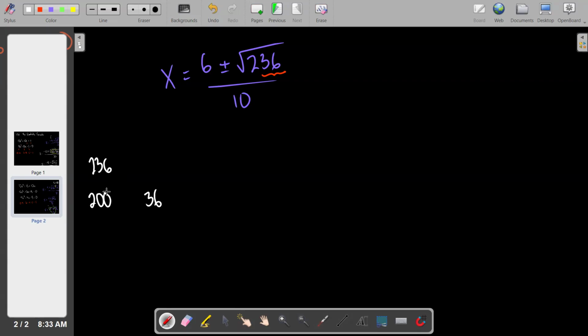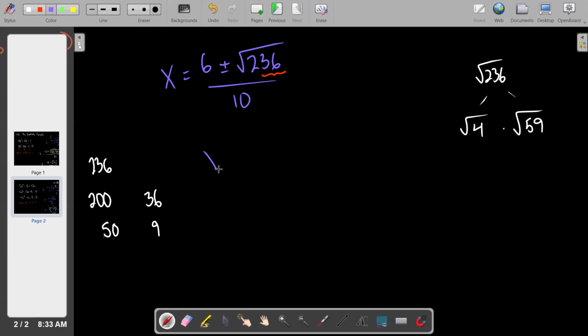What's 200 divided by 4? What's 36 divided by 4? 9. So what this means is that I could take the root of 236 and break it down into 4 times 59. A little bit of mental math there. You don't need no stinking calculators. We haven't used one yet today, which is nice. I haven't. Have you? Maybe you have. I don't know. Is 59 dead? Dead as a doornail, right? So I know that 4 and 59 are money.